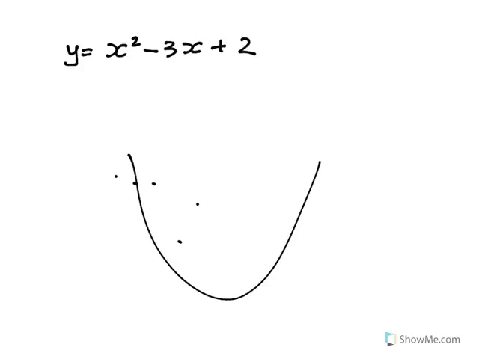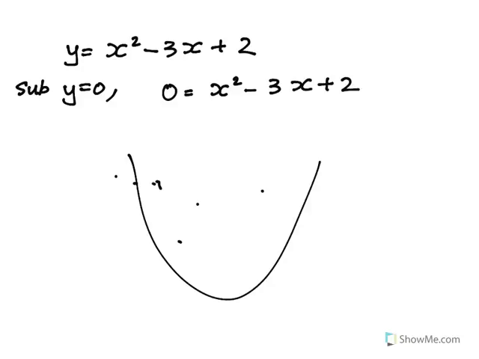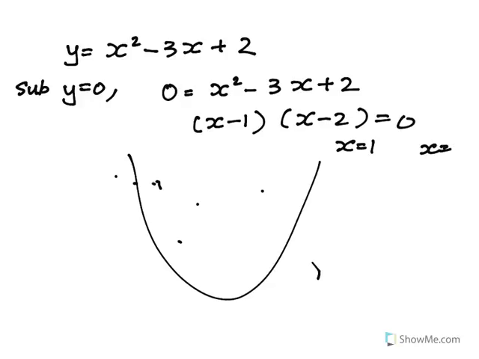Next thing I can do is sub y equals 0. If I sub y equals 0, what will happen? Then this will become 0 equals x squared minus 3x plus 2, right? Then I can factorize. This will become (x minus 1)(x minus 2) equals 0. This means that x equals 1, x equals 2. So where x equals 1, y is 0, and x equals 2, y is 0. So 1 comma 0 is a coordinate of the graph, and 2 comma 0 is also a coordinate of the graph.